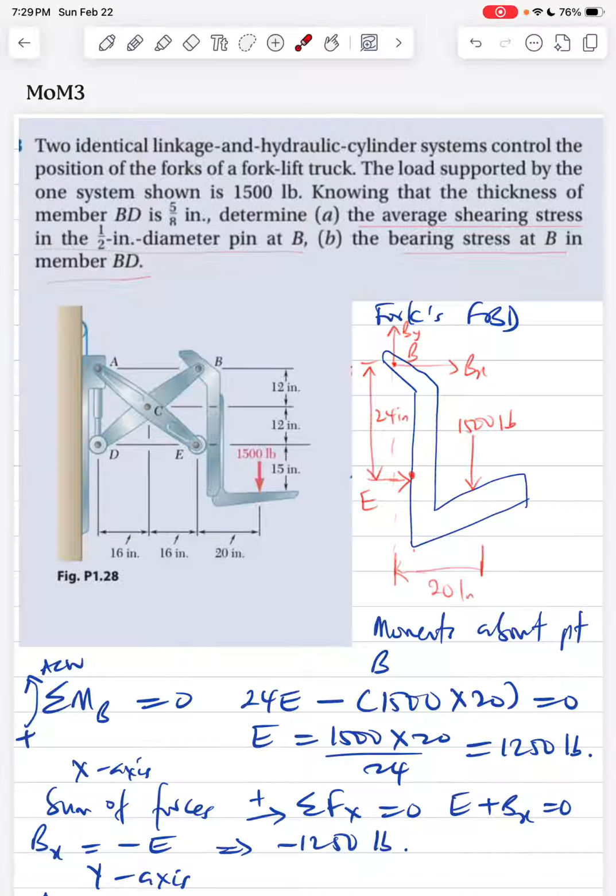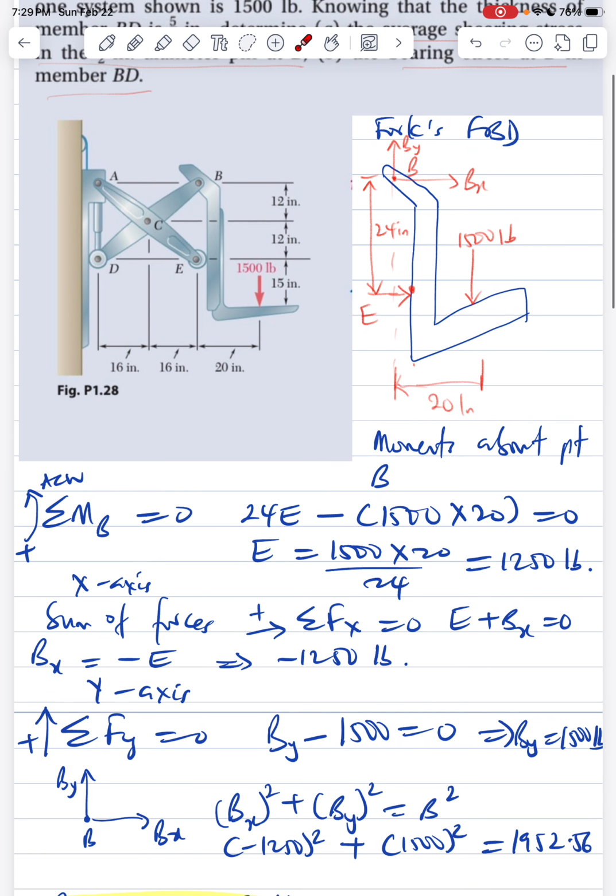Now, similarly, we have Cartesian forces. We have Bx and E, all pointing in the x direction, and we have 1,500 and By, all in the y direction. So, sum of forces in the x direction: E is pointing this way, that's positive. Bx is positive as well. So E plus Bx equals 0, and Bx is equal to negative E. We already have E, so Bx is in the opposite direction.